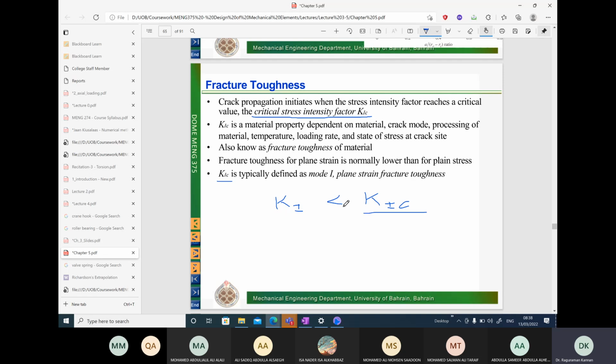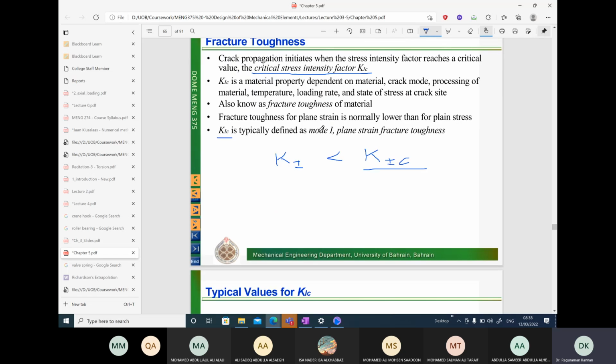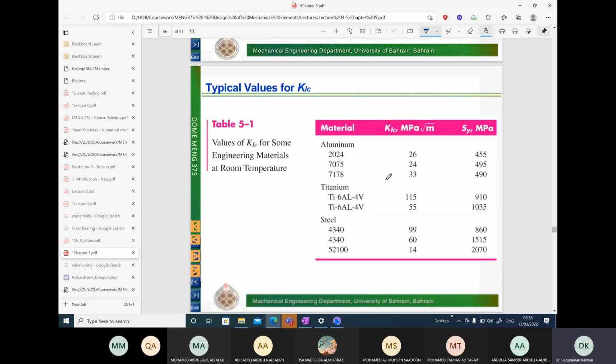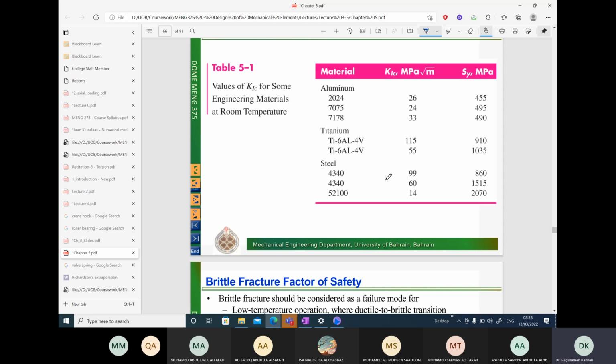Again, this is for mode 1 fracture. You cannot use it for mode 2 fracture, or when a combination of modes is present in crack propagation. Then we will not be able to use this. So how do I get KIC values? Just like you get material properties like yield strength and ultimate tensile strength through an experiment, in the same way there are experiments available through which we can obtain these KIC values.